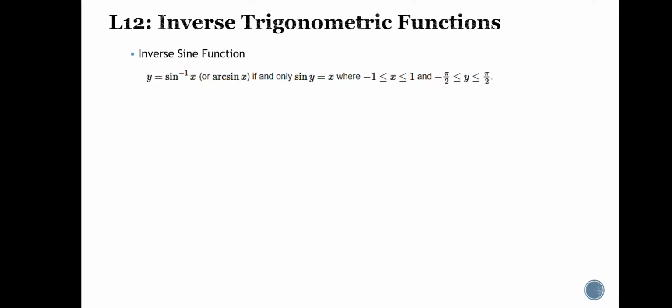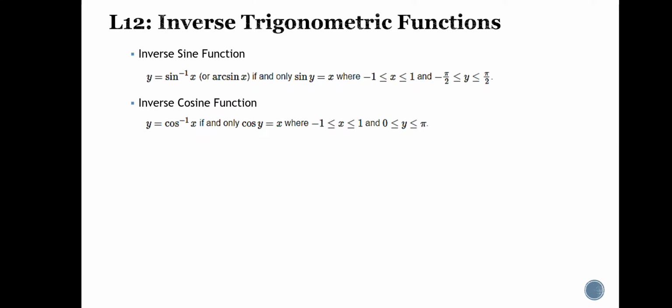Okay, next, we have the inverse cosine function. According to the inverse cosine function, we have y equals cosine raised to negative 1 of x, or we read that as arc cosine x. So this is y equals arc cosine x if and only if cosine y equals x, where x is from negative 1 to positive 1 and y is from 0 to pi. Now take note of the values for x and y, or the domain and the range of our inverse trigonometric functions.